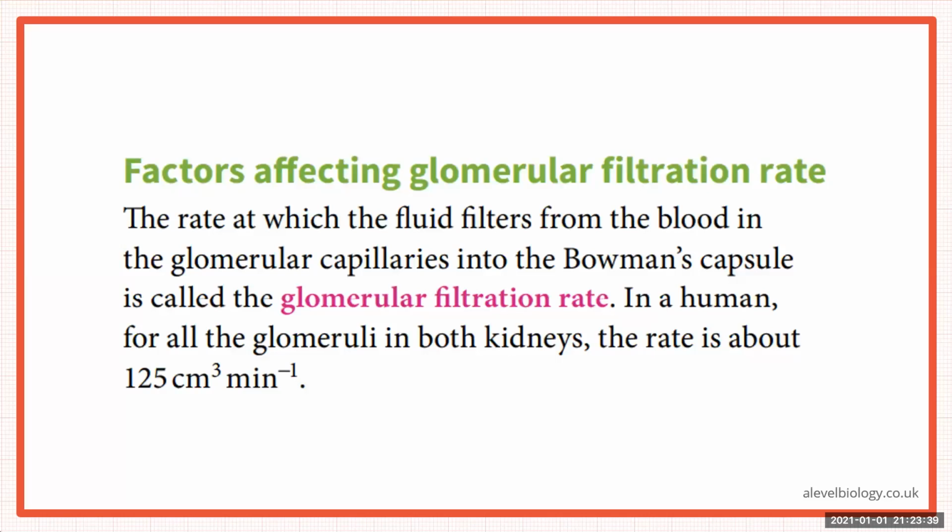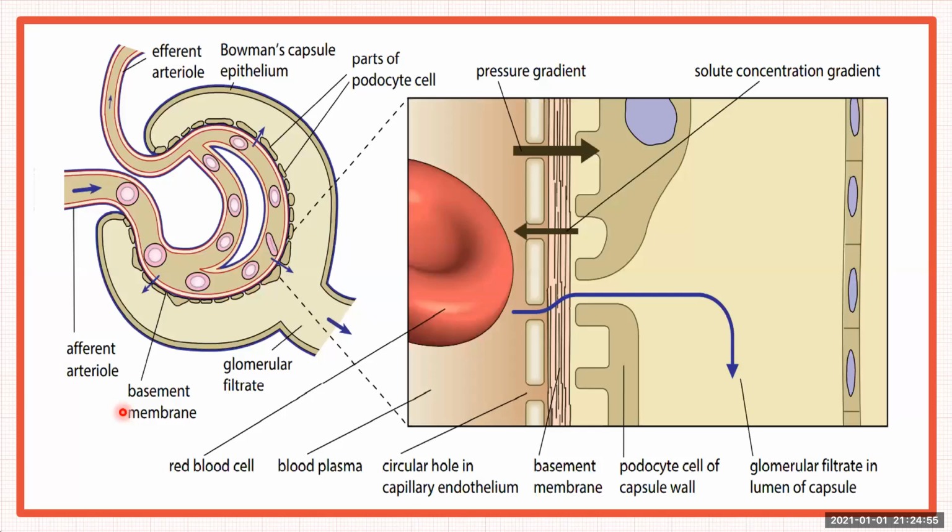The rate at which the fluid filters from the blood in the glomerular capillaries into the Bowman's capsule is known as glomerular filtration rate. And in humans, this rate is about 125 cubic centimeters per minute in both kidneys. What makes the fluid filter through so quickly is the difference in the water potential between the plasma in the glomerular capillaries and the filtrate found in the Bowman's capsule.